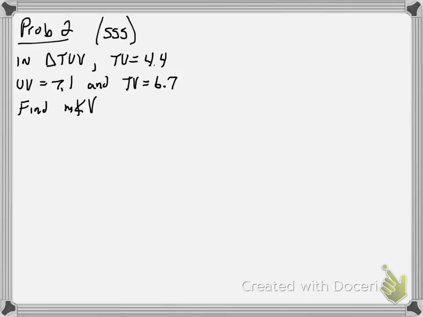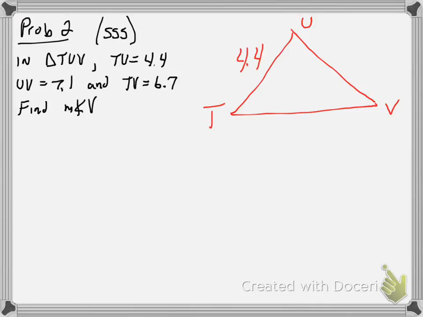Problem 2, in triangle TUV, TU equals 4.4, UV equals 7.1, and TV equals 6.7. Find the measurement of angle V. So again, you've got to draw your triangle. It doesn't matter what this triangle looks like, I just kind of default to that. TUV. They said that TU is 4.4, UV is 7.1, and TV is 6.7. So we're looking for angle V, which is right here.